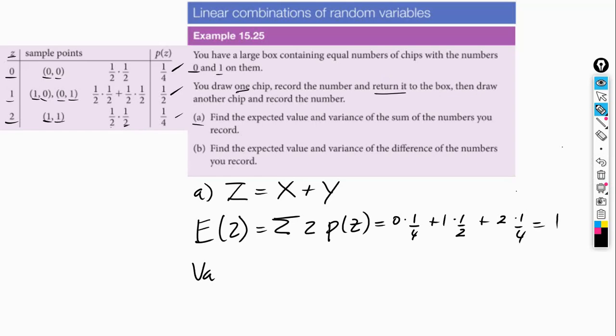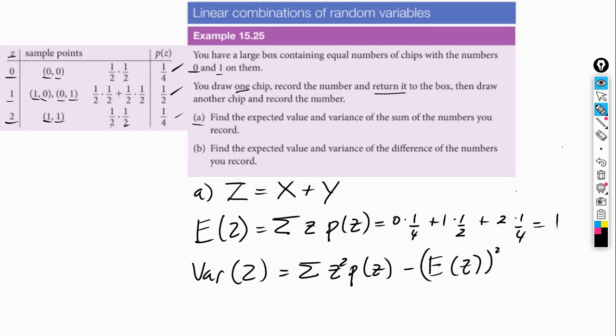Then they want us to find the variance. So the variance for the random variable z is going to be equal to the sum of z squared times the probability of z minus the expected value for z squared. So notice that this is going to be, and this will give us 1/2.